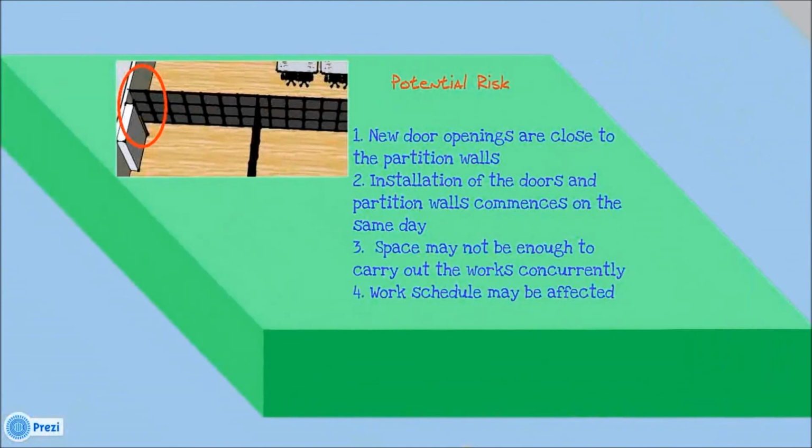There are some potential risks in the project. For example, since new door openings are close to partition walls, and the installation of doors and partition walls commences on the same day, space may not be enough to carry out the works concurrently and the work schedule may be affected.